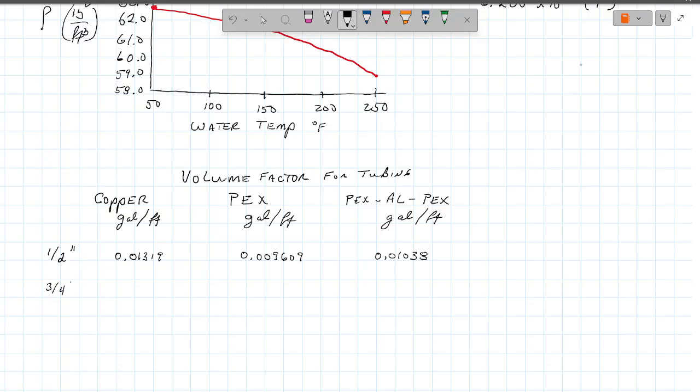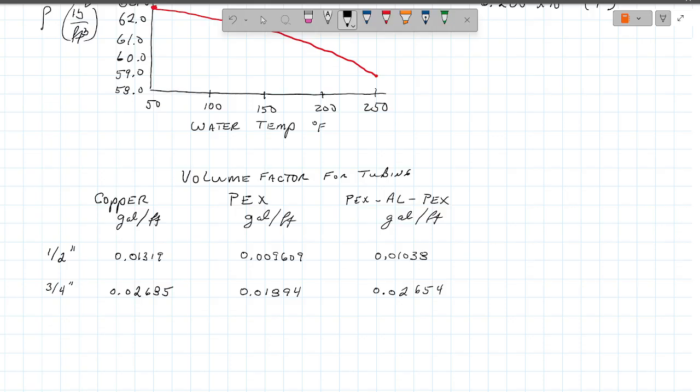So next is 3/4 inch. This is 0.02685. And then normal PEX is 0.01894. And the aluminum core PEX is 0.02654. Oh, and I should explain the difference between PEX and the aluminum PEX.